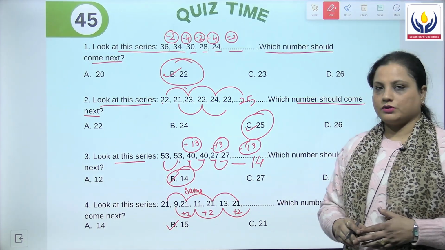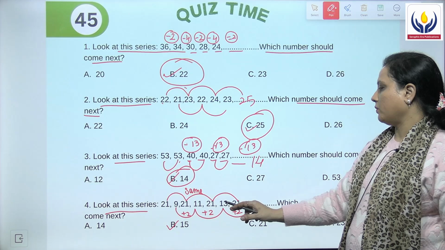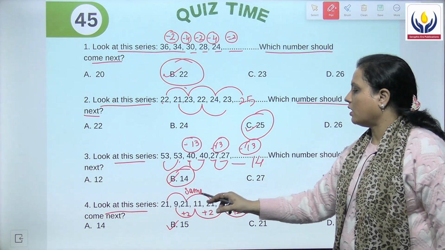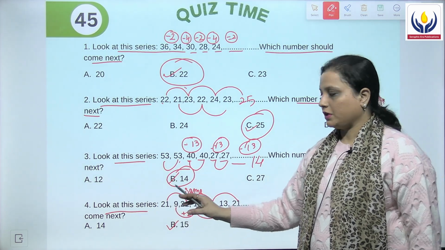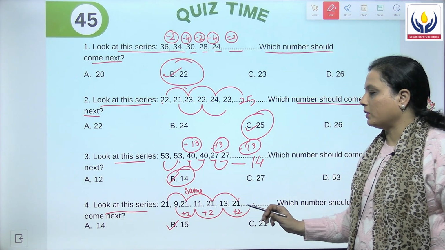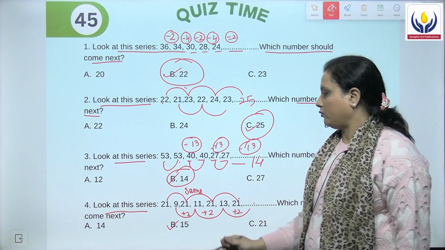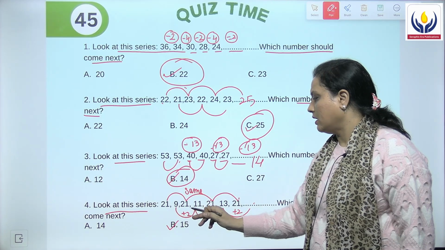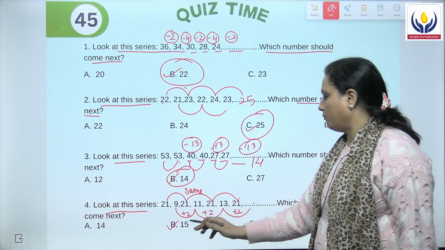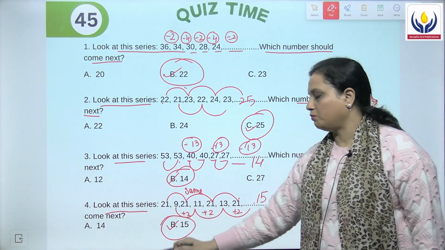Then the fourth question is, look at this series 21, 9, 21, 11, 21, 13, 21 dash. Now here we don't have to follow the above range. Why? Because above range number series are same. They are the alternate number 21, 21, 21. But the number next to 21, what it should be, we have to follow the down series. That is 9 plus 2, 11 plus 2, 13, and that means plus 2, 15. So here the correct answer is 15, that is B.